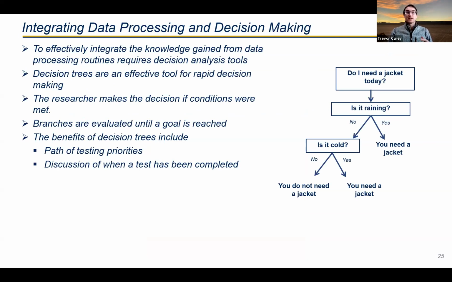So to effectively integrate the knowledge gained from data processing routines requires decision analysis tools. And decision trees, I find them an effective tool for rapid decision making. So taking the knowledge we've gained from experiments from the data workflow routines, and then using that to make a decision. This is a common decision that I have to make every morning as I go into work: do I need a jacket? And you probably make similar decision trees like this implicitly in your everyday environment.